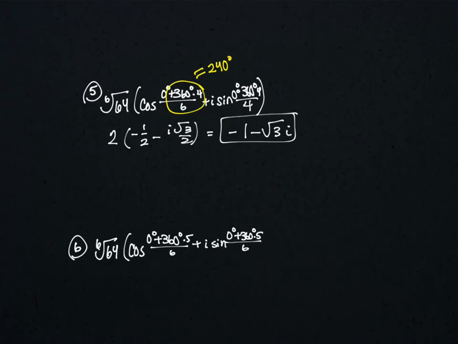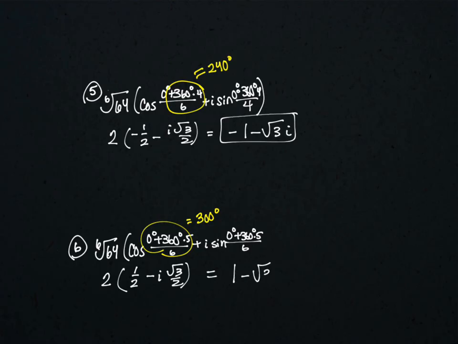And then our last one, what happens when we have 360 times 5 divided by 6? We get 300. And I have my 2 at the beginning, and then I have 1/2 minus i square root 3 over 2, distributed through and so forth, leaves me with 1 minus the square root of 3i. And those are my 6 values. Okay? Tedious? Yes, but the actual complications are only involving multiplication, division, addition, subtraction, and unit circles. So you guys can do this.